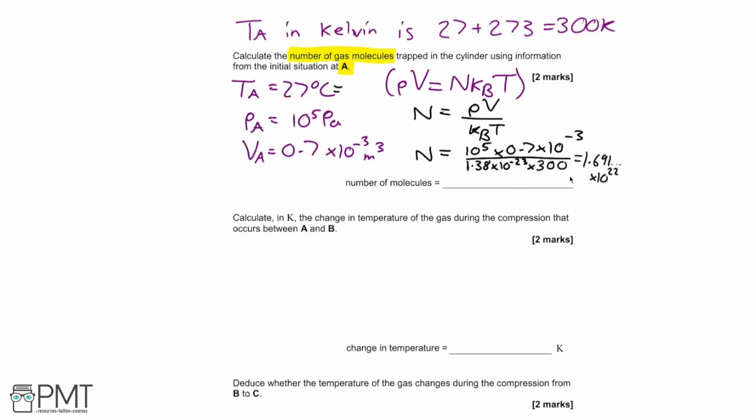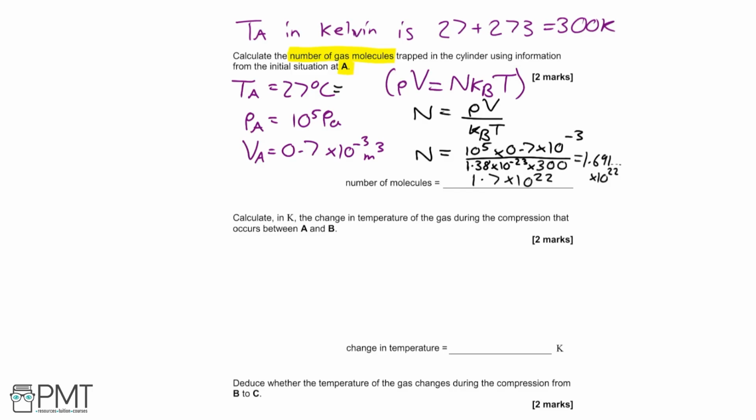We expect the number of gas molecules to be similar, around the same amount as Avogadro's number, which is 6.02 times 10 to the 23. Therefore, this isn't too bad and too far away. Then, because the data in the question is given to two significant figures, we can give our answer as 1.7 times 10 to the 22 gas molecules.